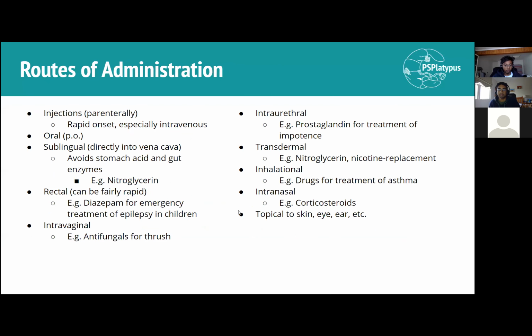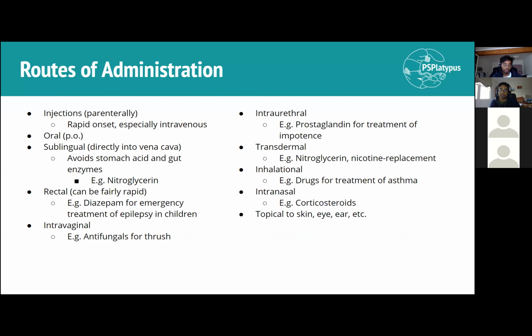So routes of administration, there are a lot of different routes. I think understanding the routes and how it works is the most important thing, but it's also good to know some examples. So for example, injections, I think we all know what an injection probably is. But obviously there are different types of injections. You can inject into the muscle, inject intravenously, which would give you rapid onset of action. There's oral, which is abbreviated as PO usually.